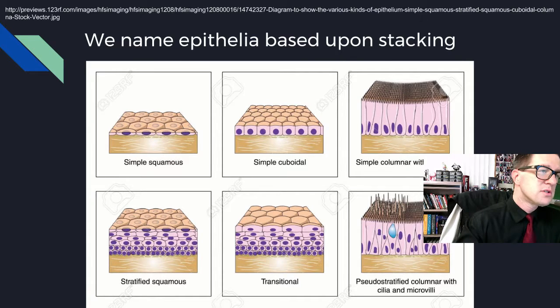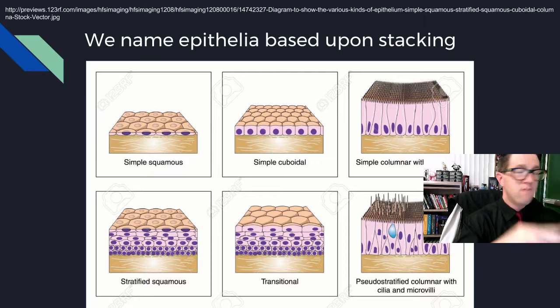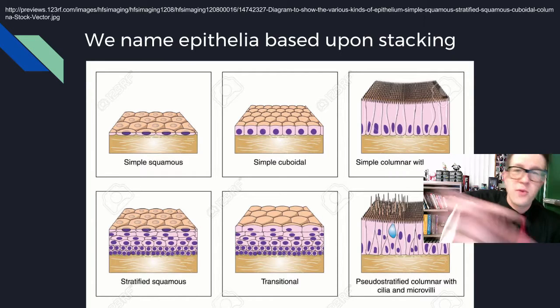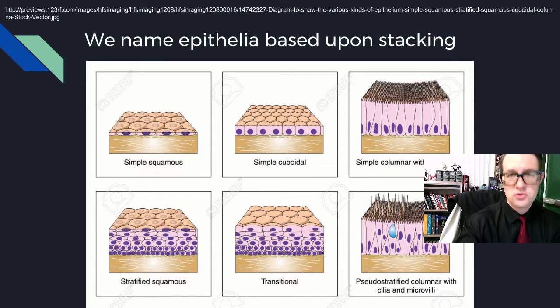What I can now do is say, are they stacked or not? If I have one row, we call it simple. If we have multiple rows, we call it stratified. So if I have one row of pancakes, simple squamous. A whole stack of pancakes, stratified squamous. One row of cubes, simple cuboidal. Stack of them, stratified cuboidal.